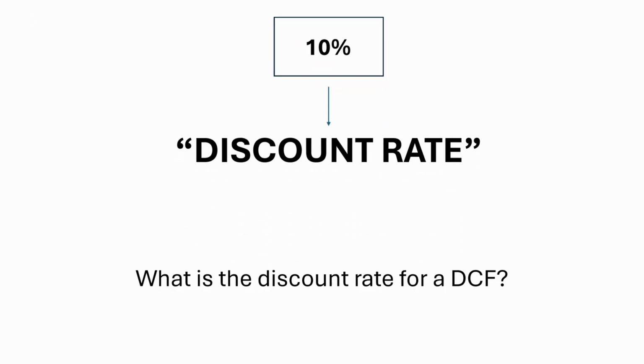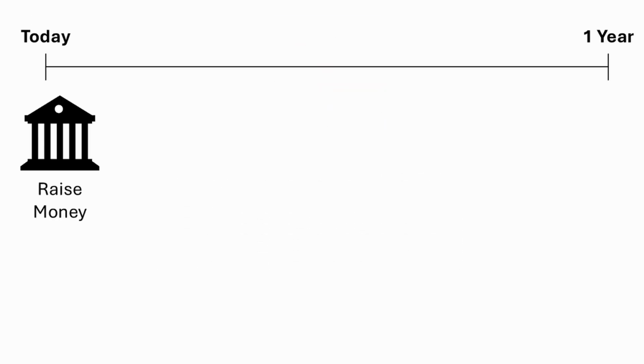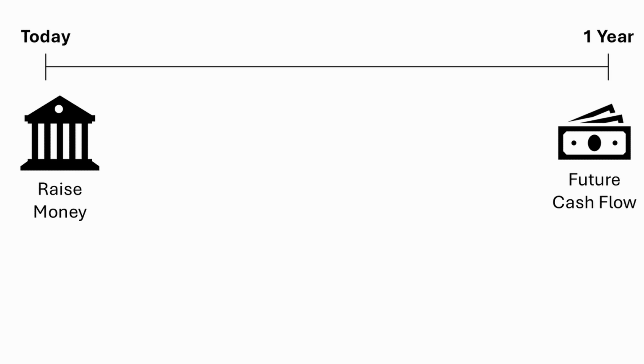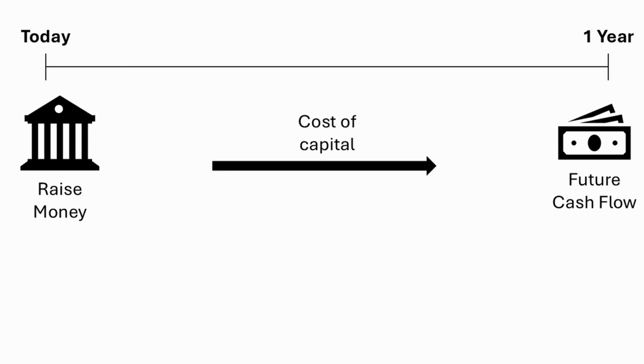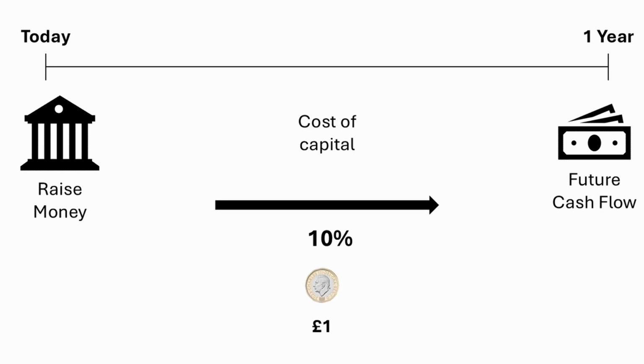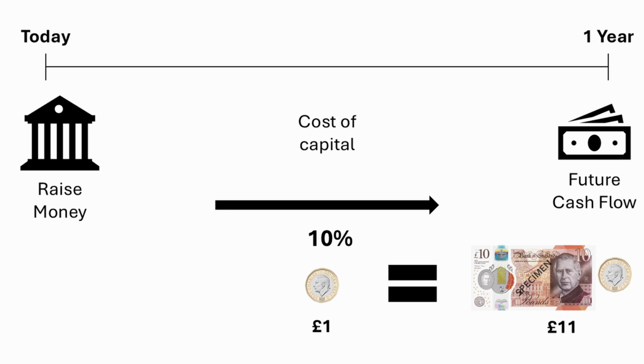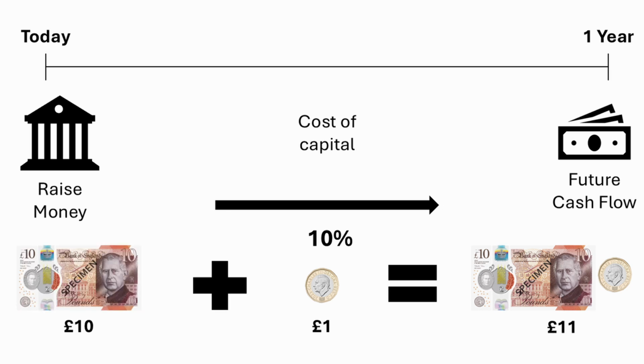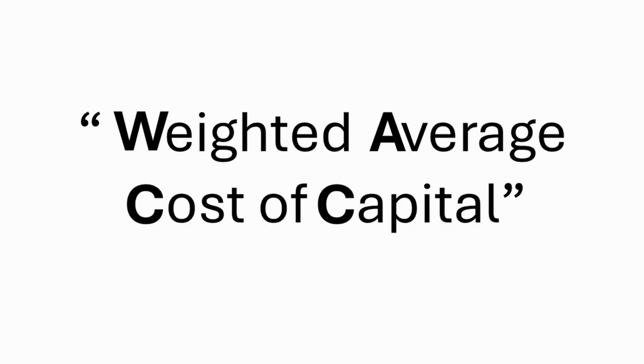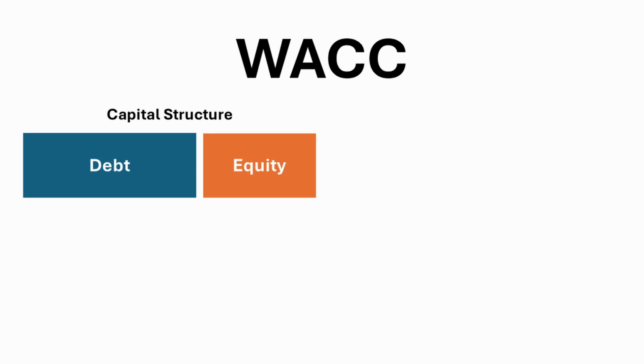But what do we use as the discount rate for a DCF? If I wish to raise some money today and pay it back with a future cash flow, there would be a cost of capital incurred. For example, if I had a 10% cost of capital and an £11 cash flow coming next year, then I could raise £10 today and pay that back plus costs next year when the £11 cash flow comes in. Thus, for a DCF, we use the weighted average cost of capital, or the WACC, as the discount rate. This represents the cost of the company's current capital structure.